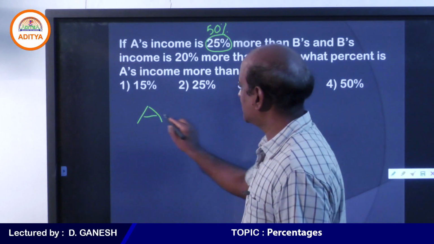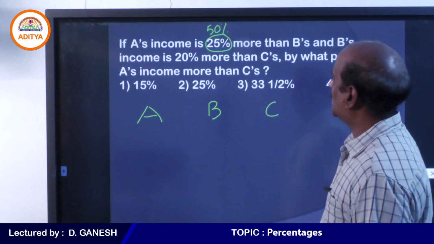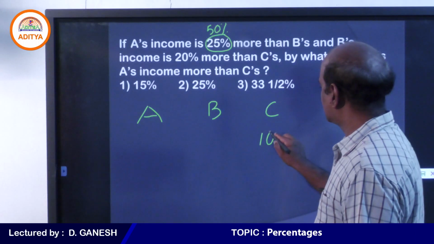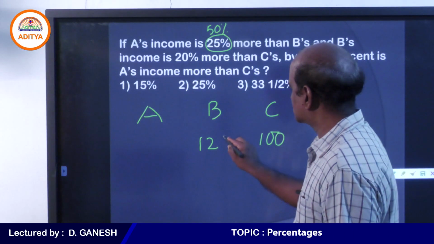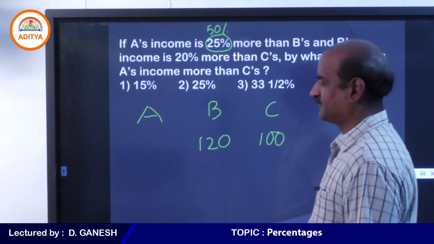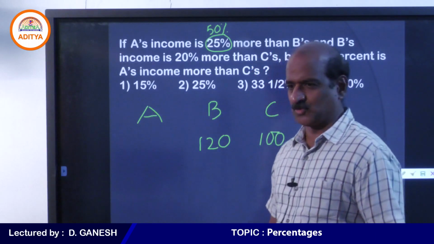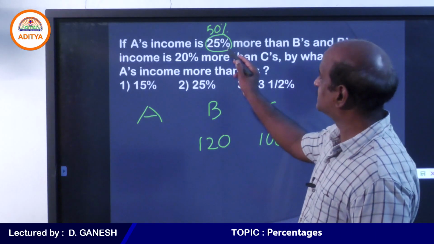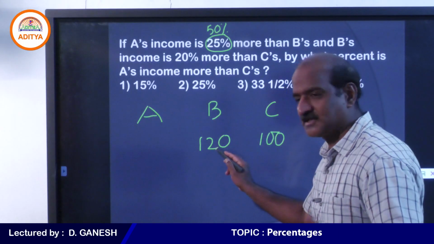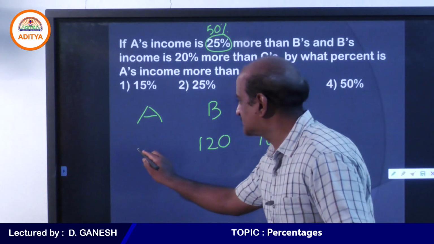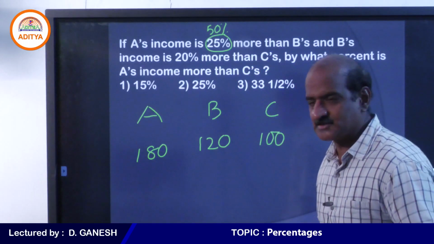So, actually we have 3 persons A, B and C. Now, when you take C as 100, B's income is 20% more. So, B's income will be 120, because you know that B's income is 20% more. And A's income is 50% more, so 50% of 120 is 60 and A's income will be 180. You understand why 180 is taken.